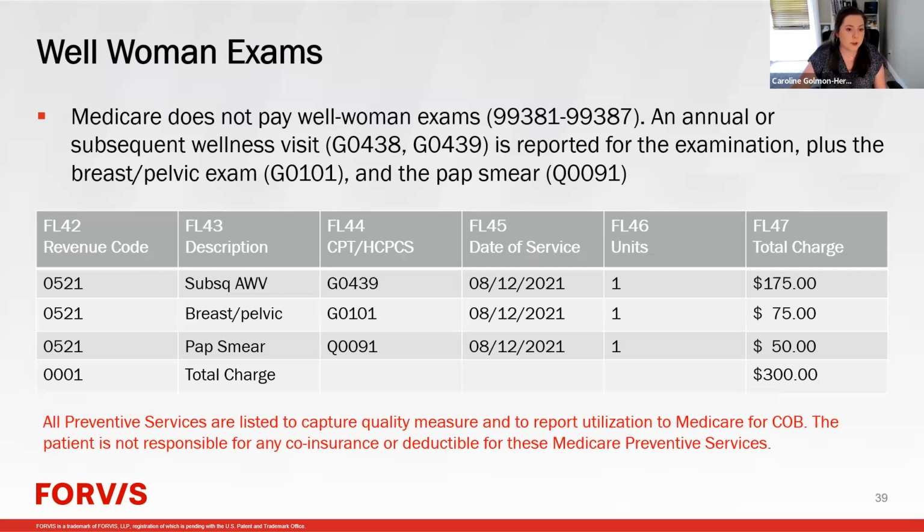So here you can just see an example of the claim that would go out. So it's those rev codes 0521, and then all of the necessary codes. So coding for a subsequent annual wellness visit, the G0439, the pelvic and breast exam, the G0101, and then the pap smear, Q0091. Important to have all of those on the claim, since you can't bill for the overall well women exams with the 99381 codes. So it is important to have all of those elements listed out.